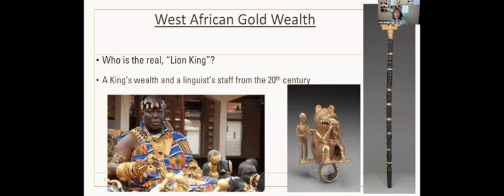All right. So in the DIA, we have this ring. It's showing the king's wealth, showing that West Africans communicated by pictures and images. And I don't know if you can see this staff over here, but this is the linguist staff. How do we know about Sunjata Keita, the real Lion King? Because of the griot, or the storyteller, that was part of West African culture. Every king, every family had their own historian and griot and storyteller and teacher. And he carried this linguist staff that has gold at the top of it.